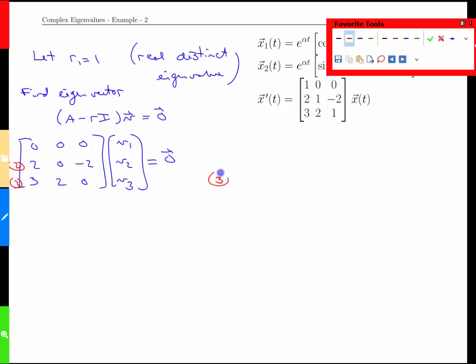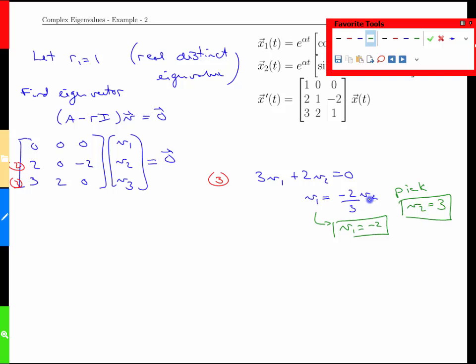We'll start with 3. That gives us 3v1 plus 2v2 equals 0, or v1 is equal to negative 2v2 over 3. So what I might want to do here is pick v2 to be a multiple of 3 to make this work out nicely. So I'll pick 3, and that will lead to v1 being negative 2.